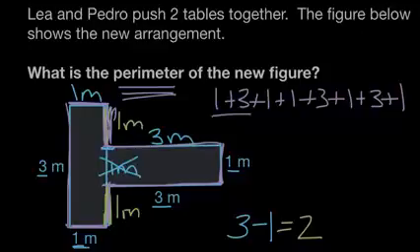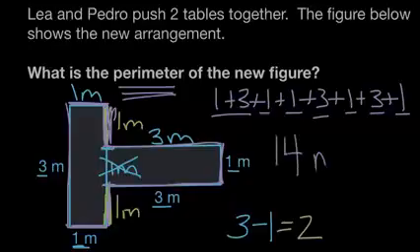1 plus 3 is 4, plus 1 more is 5, plus 1 more is 6, 6 plus 3 is 9, 9 plus 1 is 10, 10 plus 3 is 13, and 13 plus 1 more is 14. So the perimeter of the new figure, of this new table arrangement, is 14 meters.